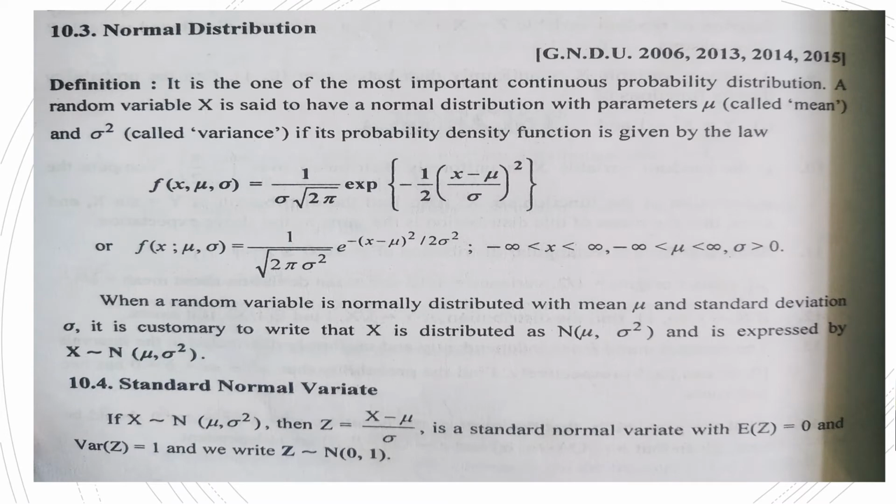In this video lecture, we will learn normal distribution in probability. It is a very important continuous distribution from an examination point of view. In a normal distribution, there are only two parameters: one is the mean, μ, and the other is the variance.